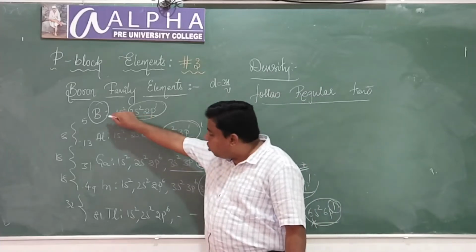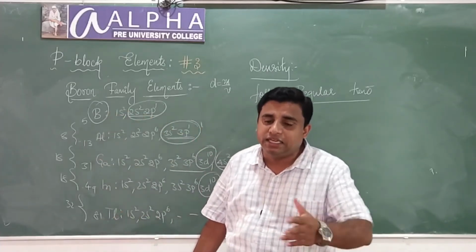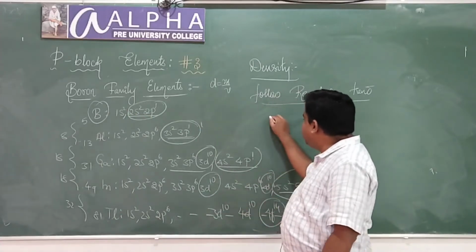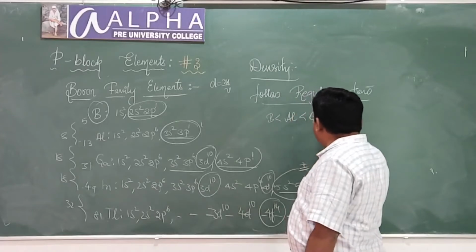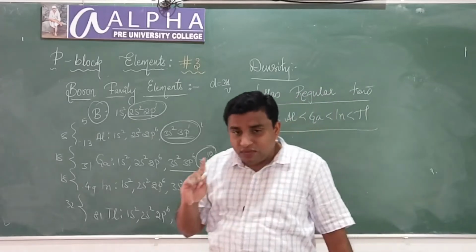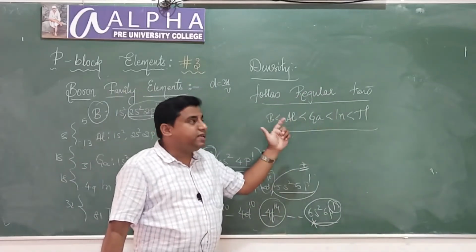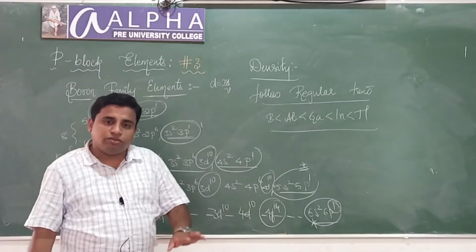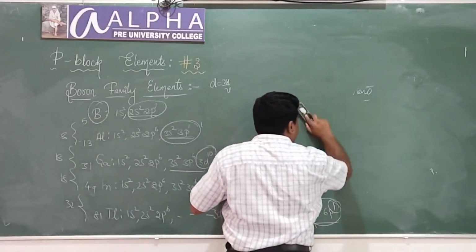So from boron to thallium, there is a regular increase in density. So density increases from boron to aluminium, aluminium to gallium, gallium to indium, indium to thallium. So we are very lucky that there is no exception in the case of density order. Understood?